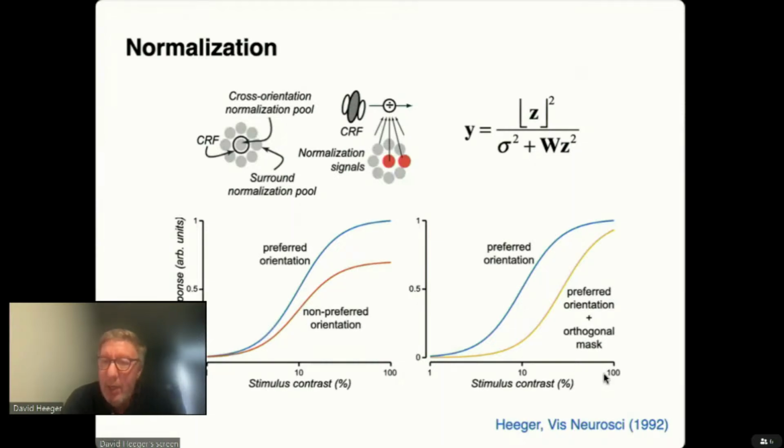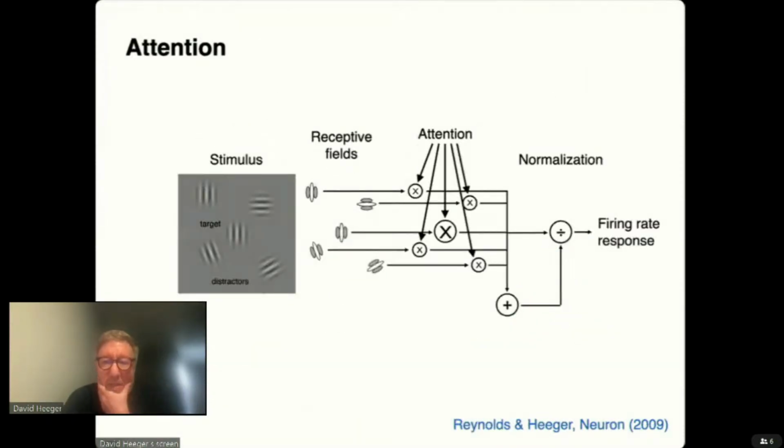On this log contrast axis, this looks like a shift to the right, which is a divisive or multiplicative effect. Okay. So now we're up to the 1990s. Fast forward another decade, and John Reynolds and I came up with this idea of modeling attention simply by another gain control. Critically, the gain control happens before the normalization step.